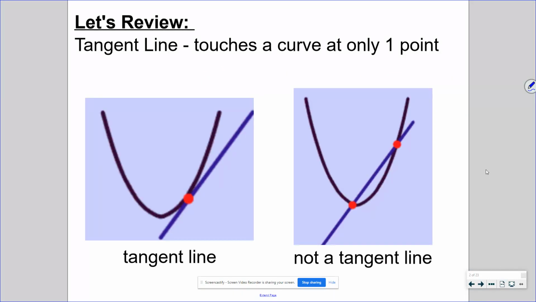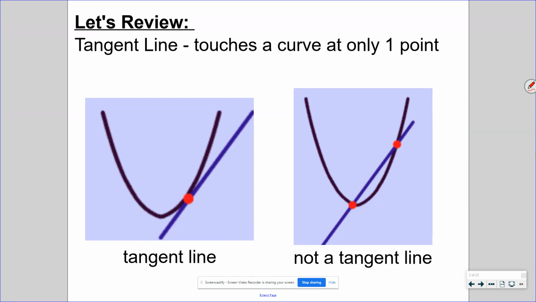Before we begin in the calculus part of the lesson, let's review what a tangent line means. This may or may not have been something you touched on in geometry, but a tangent line is a straight line that touches a curve at only one point, not crossing through the curve, just touching the curve at that point. So the one on the left is an example of a tangent line. Notice it's not crossing through the curve itself.